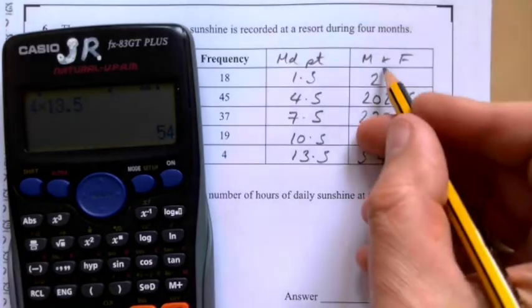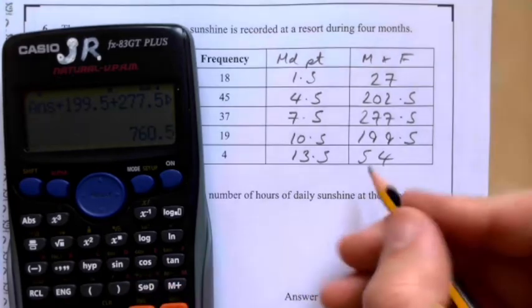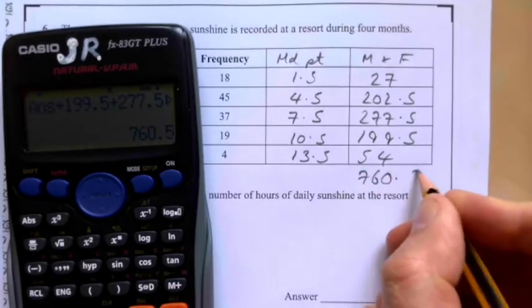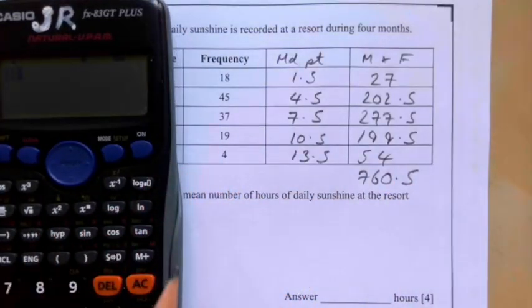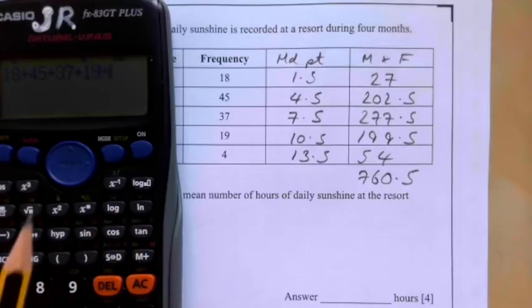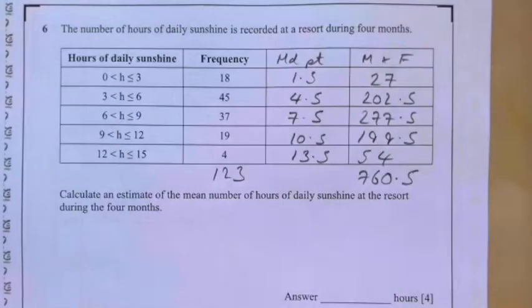54. So we need to add these up. So it's 54 plus 199.5 plus 277.5 plus 202.5 plus 27, and that gives us 760.5. If we add up our frequencies, 18 plus 45 plus 37 plus 19 plus 4, that gives us then 123. So we're nearly there.